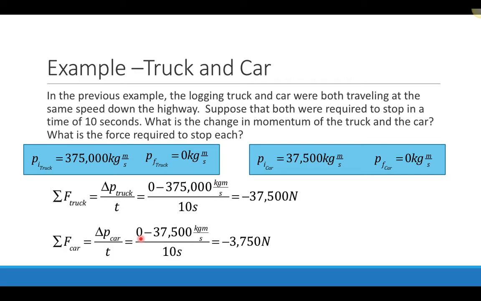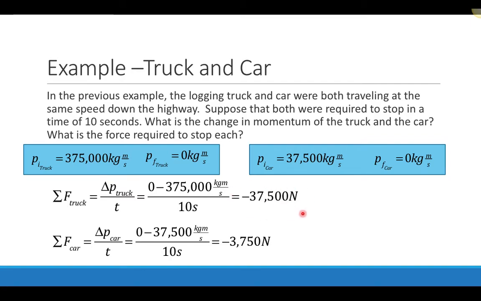Then I can go through the same process for the car. I would have to do the change in momentum, which would be 0 minus 37,500, and then divide by 10, and I get a negative 3,750. So it requires less force to change the motion of the car versus the truck.